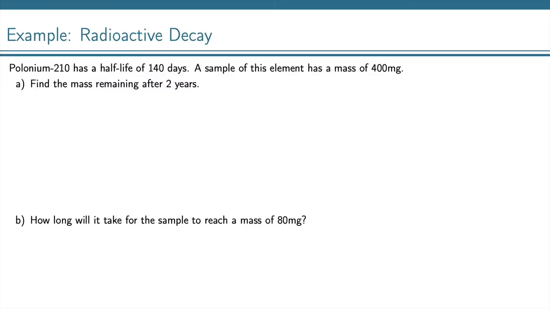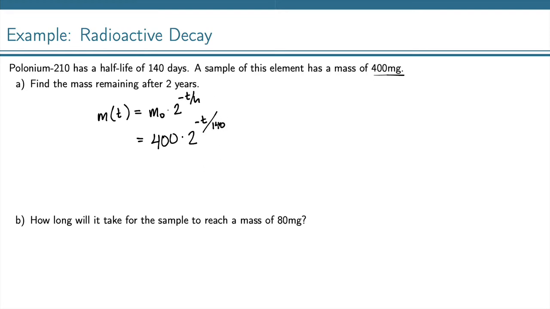Polonium-210 has a half-life of 140 days. A sample of this element has a mass of 400 milligrams. Find the mass remaining after 2 years. So I'm going to use the model m of t equals m0, and then I'm going to use the one with the 2 to the negative t over h. And then in part b, I'll use the other one just so we can see it. So m0 is the initial mass, and that's this 400 milligrams. So 400, and then 2 to the negative t over h, which is the half-life, which is 140 days.